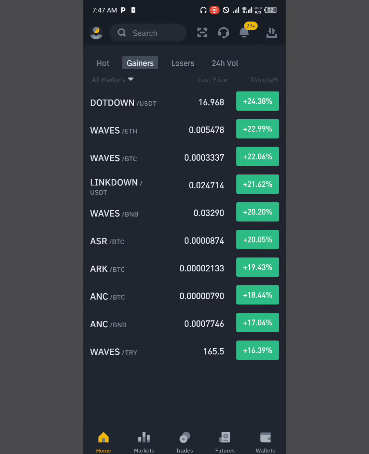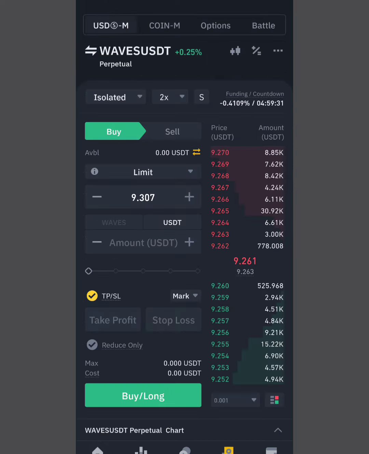So now let's jump into the strategy and practicalize everything that we have been talking about. Let's go, guys. Right now, you can see this is the Waves USDT pair on the perpetual contract on futures trading. We're going to analyze this coin with all the rules I have laid down in this video. I'm sure you've watched that. Let's get straight into it.